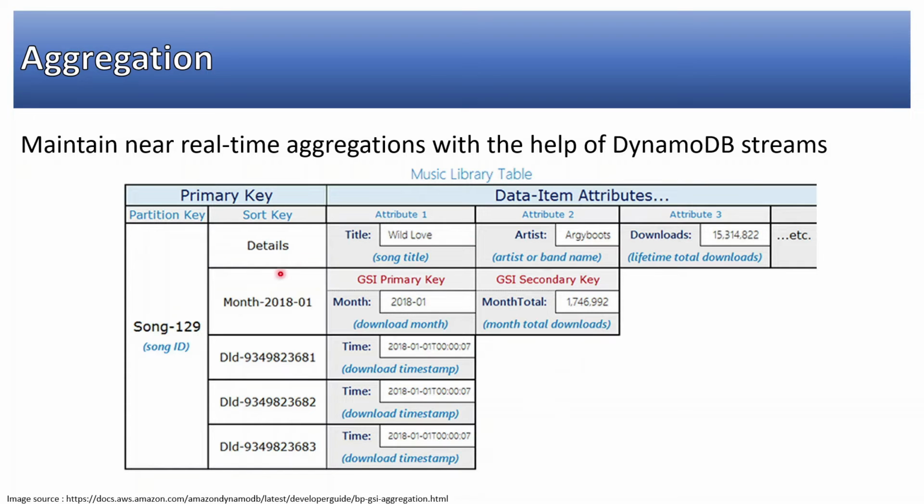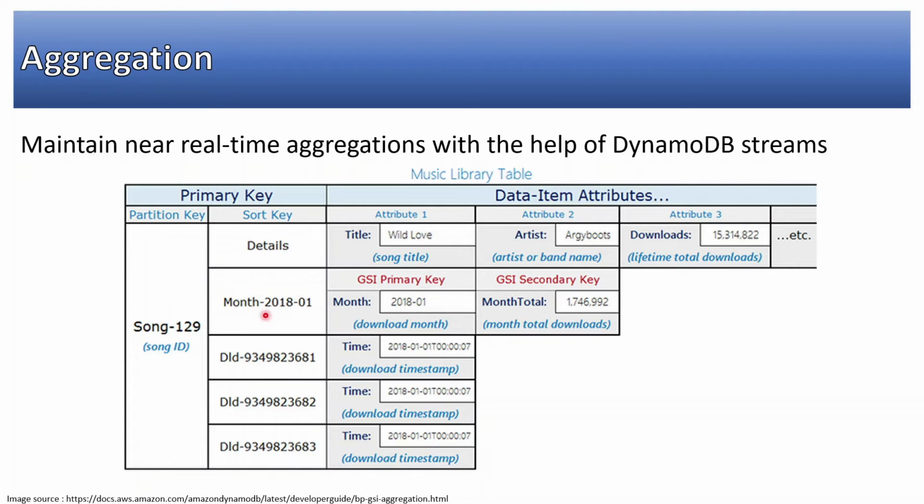For example, if you see in this screenshot, you can see the music library table. The partition key is the song ID and the sort key is details, which is basically the download ID. We are keeping track of how many times this song has been downloaded, by keeping track of the download ID and the time of download. Now we want to see how many times this song has been downloaded in the month of January 2018.